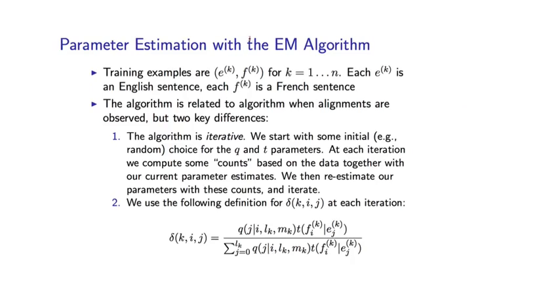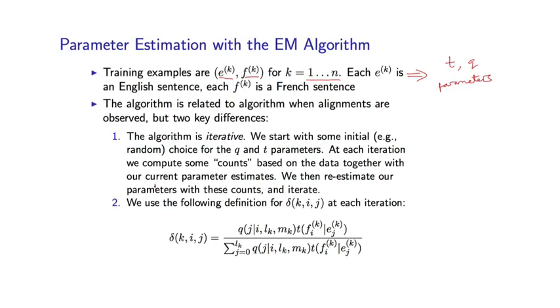So the EM algorithm is actually going to be closely related to what I've just shown you. But recall that we're now going to assume that the training examples do not have alignment. So each training example is an English sentence paired with a French sentence. We again have n training examples, and critically the alignments are omitted. So the EM algorithm is going to take this input and again output t and q parameters as its final output, but it's going to proceed in a slightly different way.